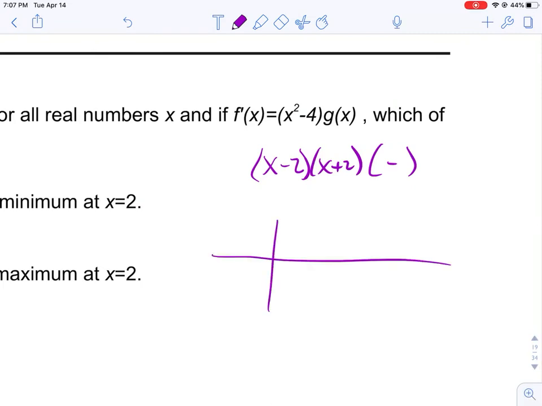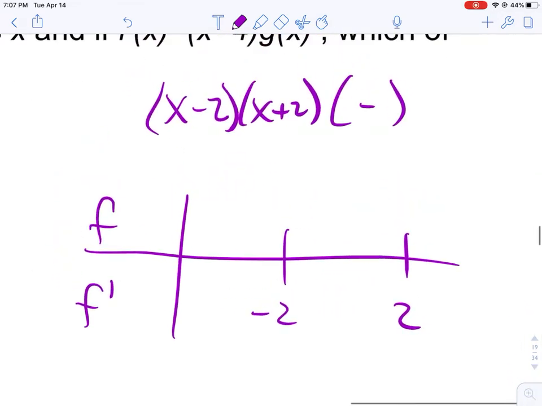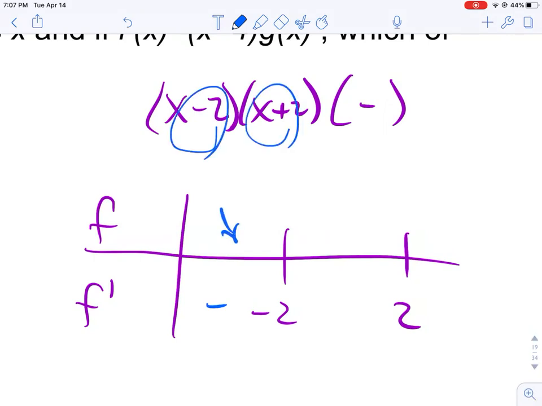Because when we make our sign chart, that's going to be important. So here we have f prime, f, critical points of negative 2 and 2. Pick negative 3, and this will be negative, negative, negative. 3 negatives means that's going to be negative, so the function decreases. Pick like 0, and you get negative, positive, negative, which is positive when you multiply it all together.